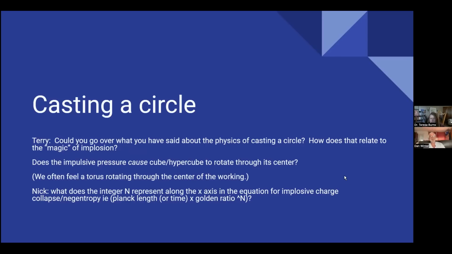The implosive pressure caused the cube or hypercube that, when you cast, say, a pentagram, the way that Vincent Bridges taught, where you have a point in the center, which isn't the way people always do it, then you have a hypercube and it rotates through its center. So is that the implosive pressure that is causing it to do that? Because then you in effect have a torus and you feel this rotation.